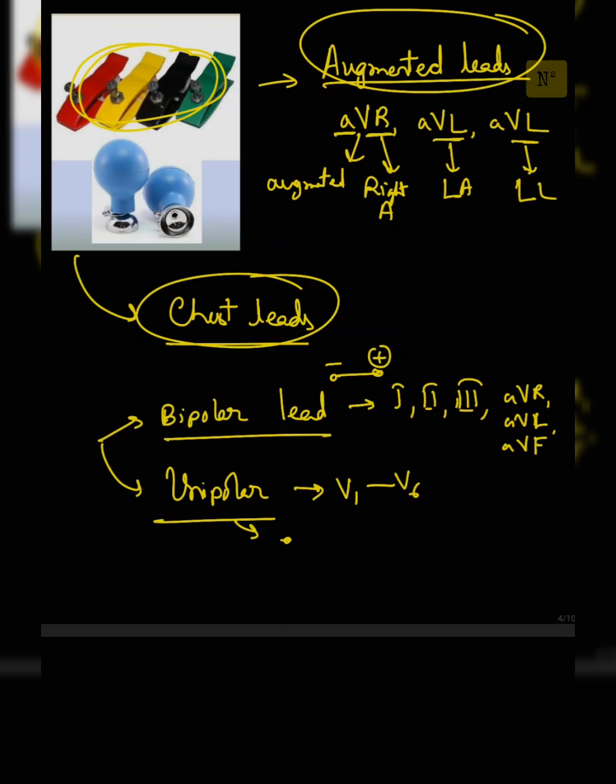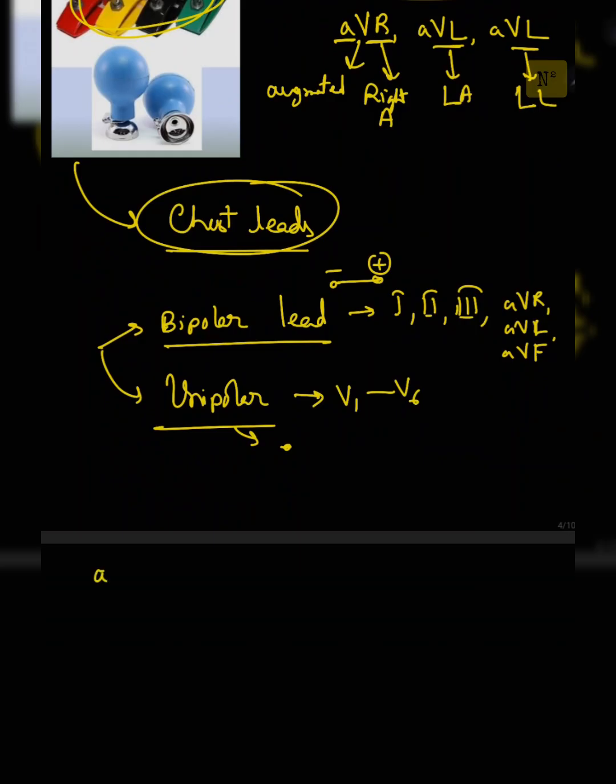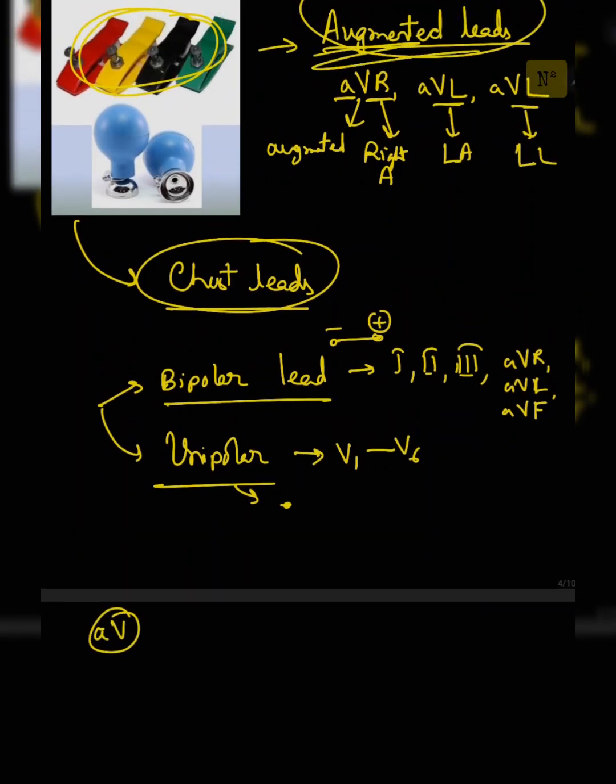Another important point to note down here is what AV means. I have told you what augmented is. Supposedly I'm talking about AVR: the word augmented means increased, so its potential will be 3/2 times of the VR. There's a mathematical equation and derivation of this formula, so it's also mathematically provable how this potential gets amplified.